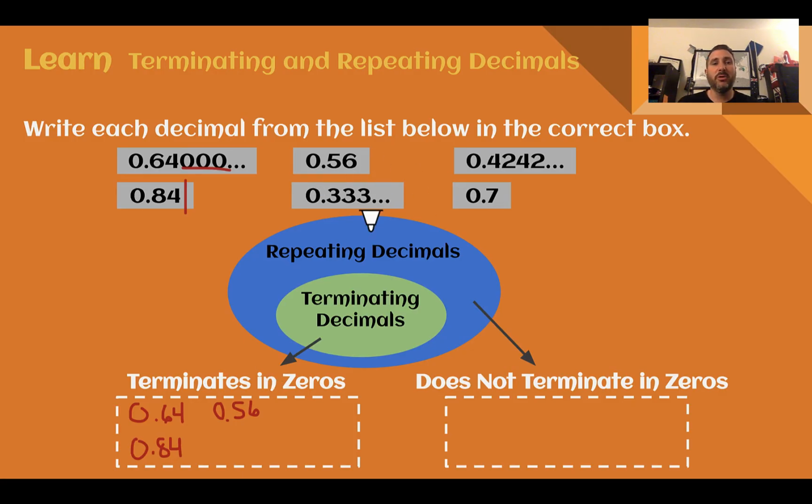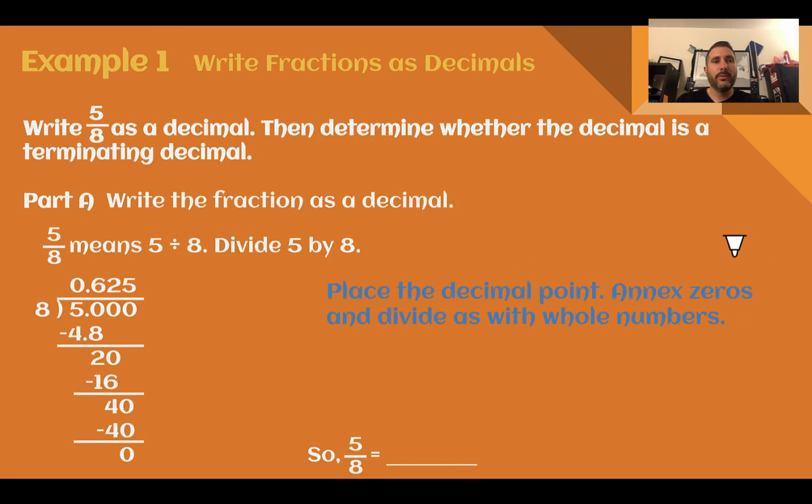0.333. This one, my repeating number is not 0, so it does not terminate in zeros, it repeats. 0.4242, and so on. I have a 4-2 pattern over and over. It's not a pattern of zeros, so this would go down here in the not terminating in zeros. And then finally 0.7, that ended at the 7, so I'm going to write it over here.